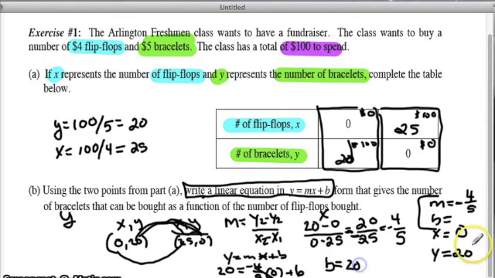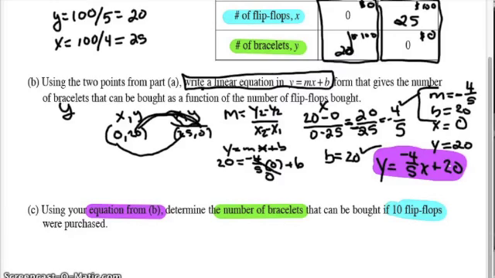And look at that. Now we have a b value. Okay, so there's my b. There's my m. I'm good to go. y equals, I fill in an m, negative 4 over 5 x, and I fill in a b, plus 20. And there you have the equation of the line that gives the number of bracelets that can be bought as a function of the number of flip-flops that can be bought.